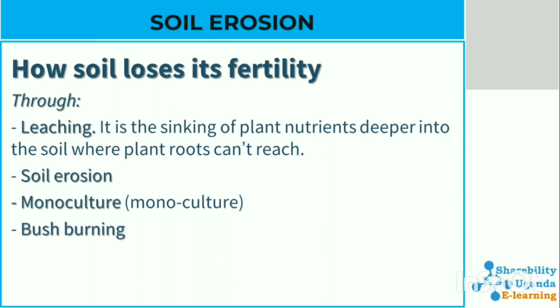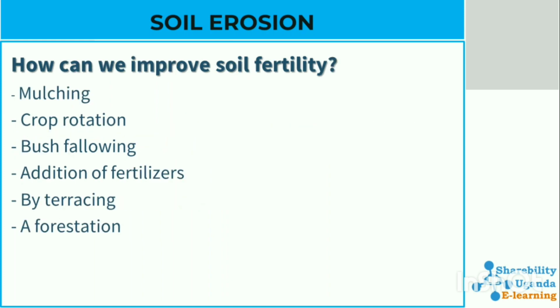Let's look at how soil loses its fertility. Soil loses its fertility through leaching, which is the sinking of plant nutrients deeper into the soil where plant roots cannot reach. Soil erosion, monoculture, bush burning. Monoculture is the planting of one crop over a long period of time.